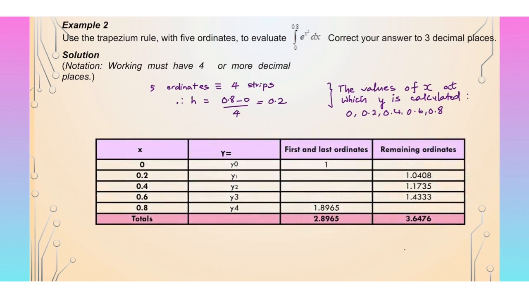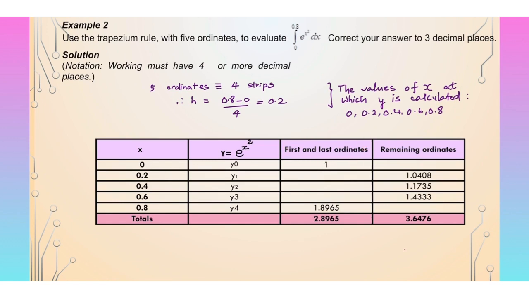And we have to input the values of x into the table. In the first column, we shall have all these values for x: 0, 0.2, 0.4, 0.6, 0.8. In the second one, we shall input the values for y. That is y naught, when x equals 0, and we shall have the value for y. This is the first and also the last ordinate.